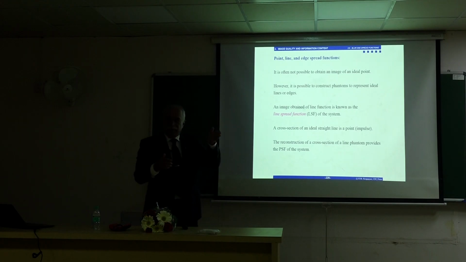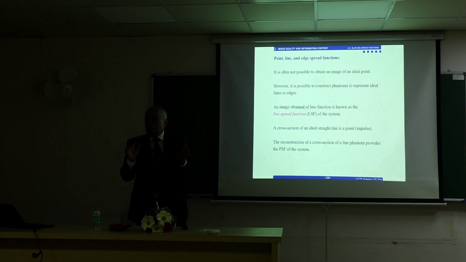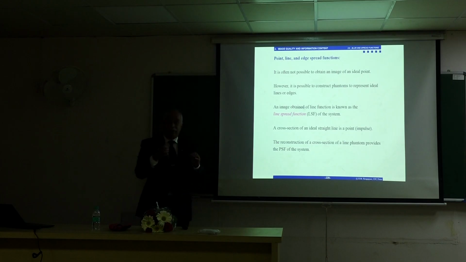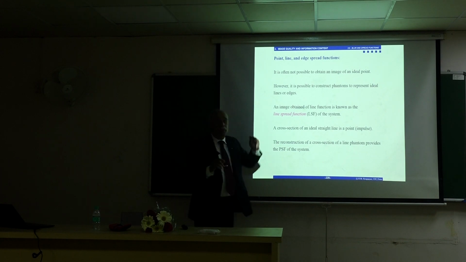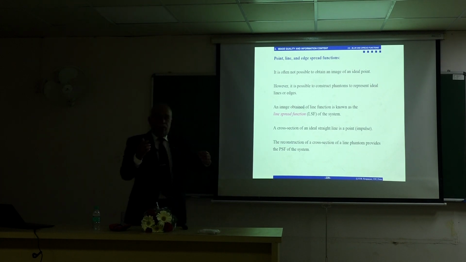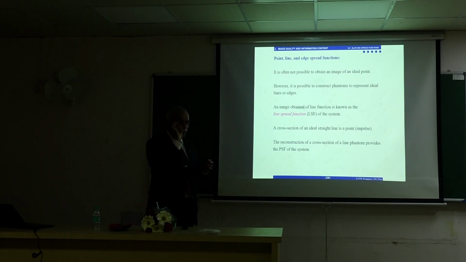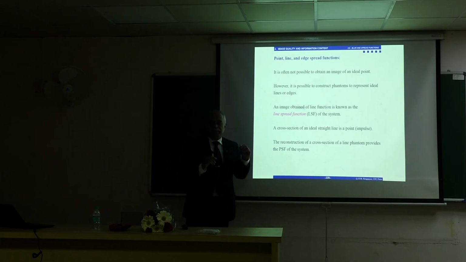But if you want to take an image of a real object, a very thin hole or very thin spot may not be suitable in an imaging situation. It may not be practical to take a picture of that. Too small. But you can construct phantoms or test objects of other types. You cannot construct a point of no dimension. Impossible. But you can create a line.